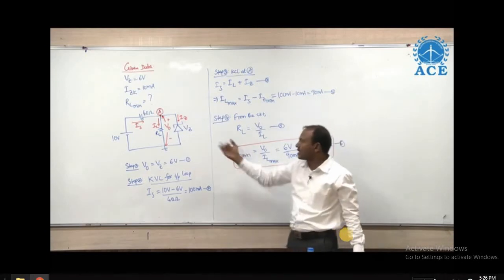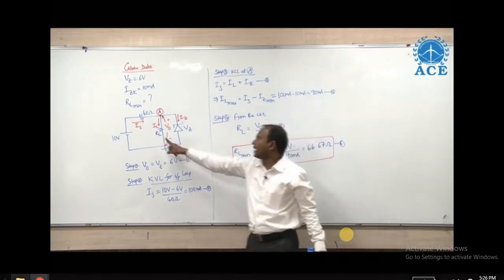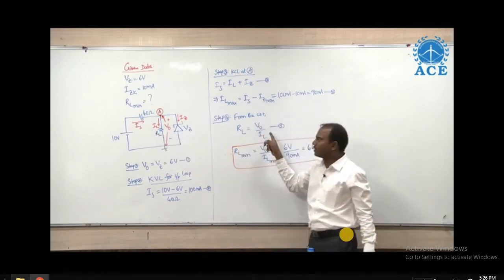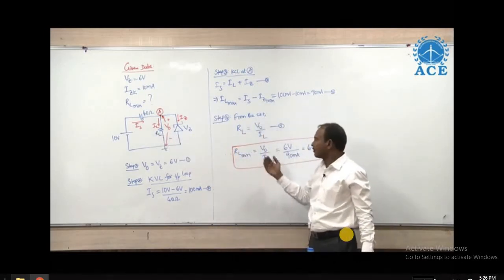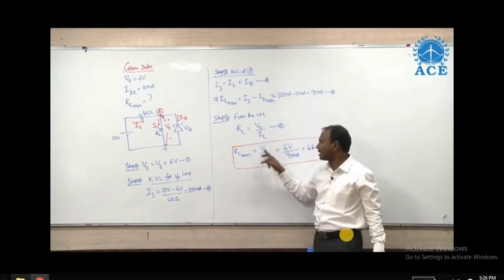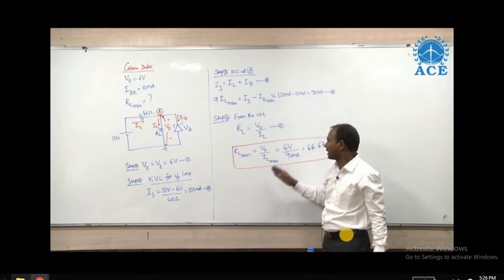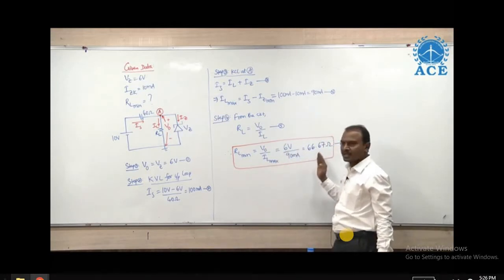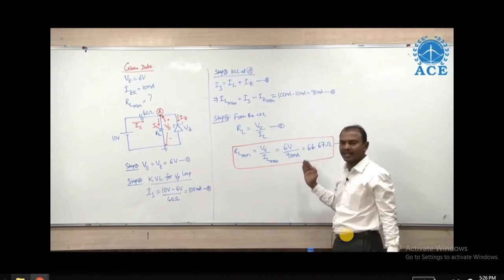Then look at the circuit. From the circuit, RL is nothing but V0 by IL. That is what I wrote in equation number 5. But when we want RL minimum, the same equation can be modified to V0 by IL maximum. That is 6 volts by 90 milliamps, which gives us 66.67 ohms.